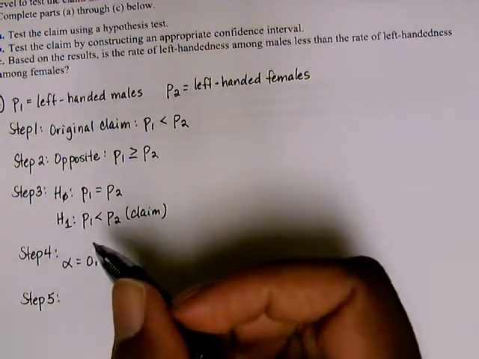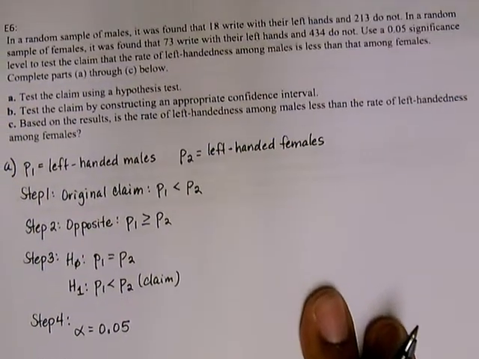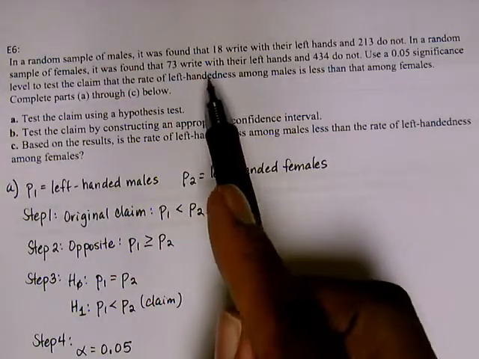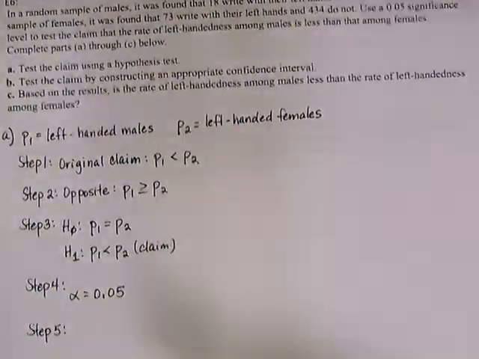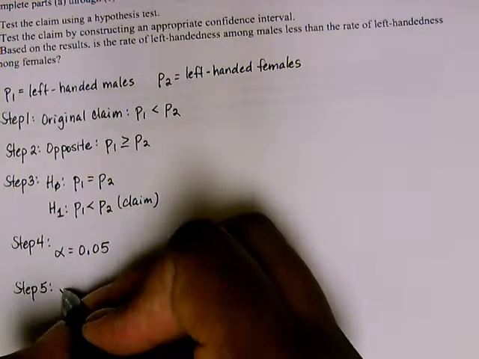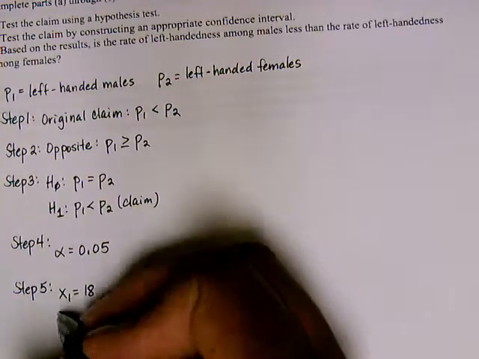So here, now we have to be careful how we identify what x1 is going to be. Well, actually what n1 is going to be. x1 is going to be the 18 that are left-handed. That's your x1 for males. That's 18.